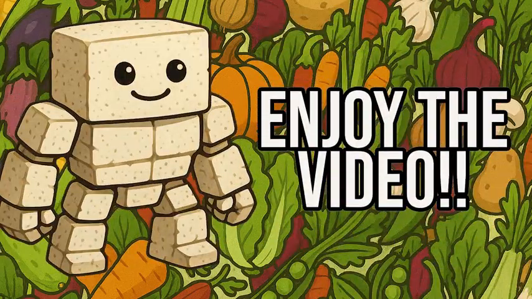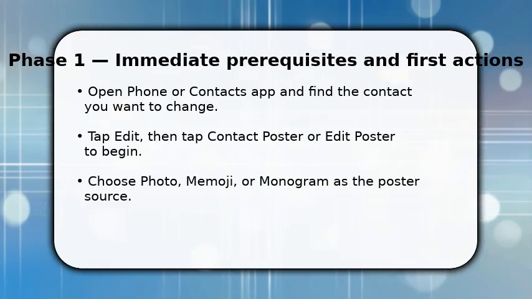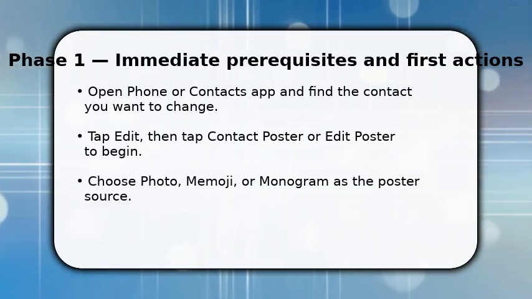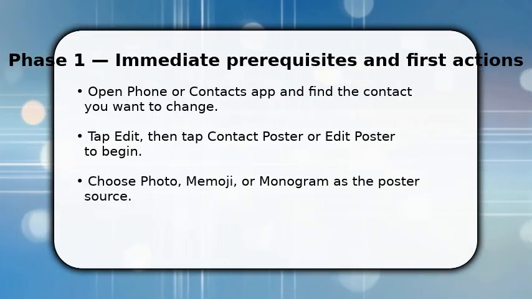Please enjoy the video. You start by opening the Phone or Contacts app and locating the person. Once found, tap Edit and then Contact Poster to begin. This makes the change local to that card.